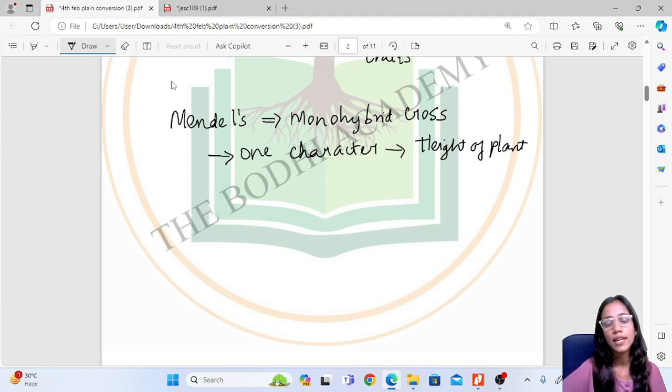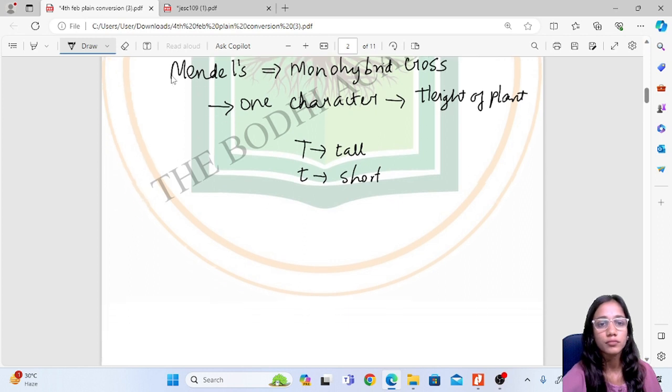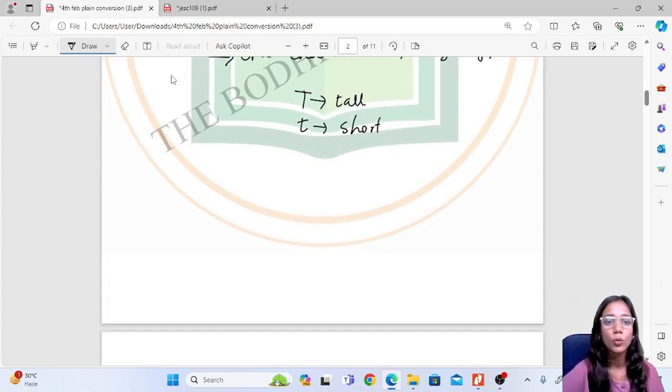Okay, so when he saw there were two versions of the height, one was tall and one was short. So he represented the height with the letter T to be the tall plant and small letter t to be the short plant. Okay, so for a tall plant he took two capital letters T, and for a short plant he took two small letters.